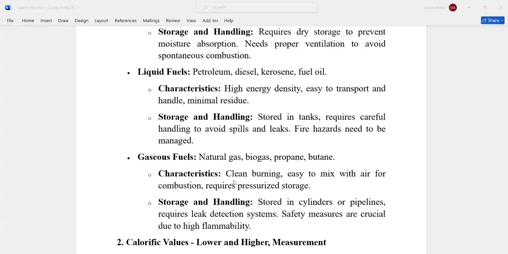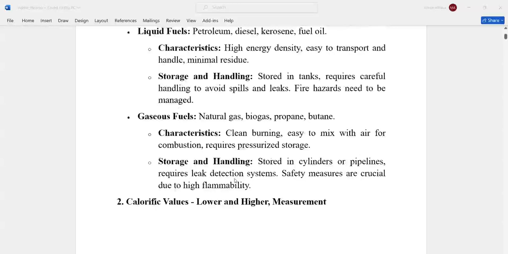Now, the characteristics is that gaseous fuels have clean burning, they are easy to mix with air for combustion, and require pressurized storage. That's why you always find these gases, like LPG, in small cylinders, and those cylinders are highly pressurized so that you have a safe release of the gas in a controlled manner, in which it is able to combine with oxygen or air and burn in the presence of heat, and therefore produce the heat or the reaction that you need.